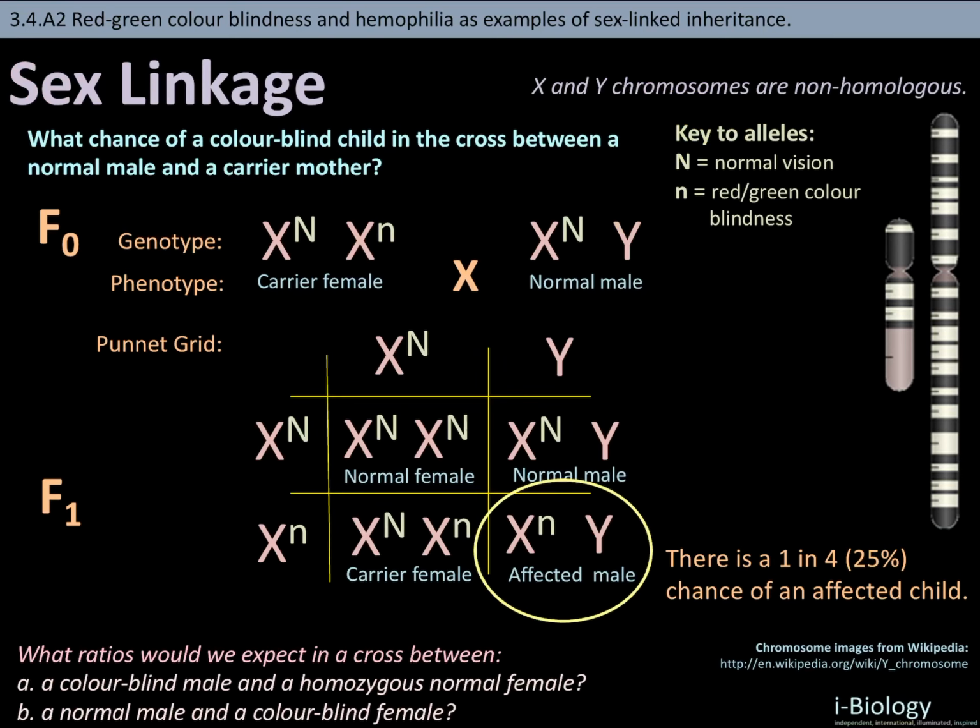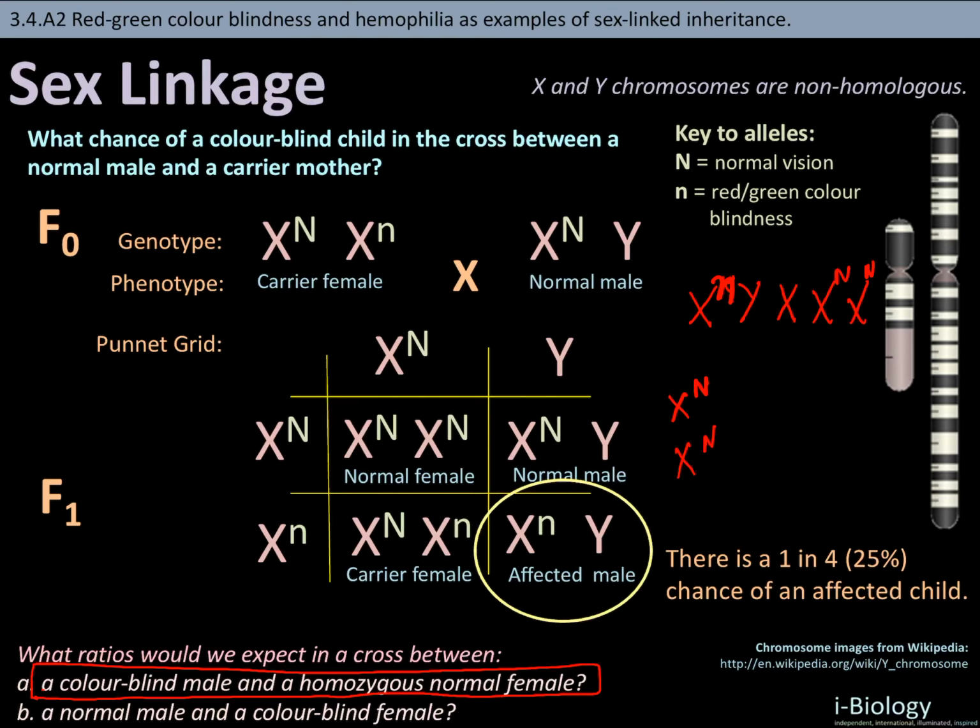What ratio would we expect in a cross between a colorblind male and a homozygous normal female? So if it is a colorblind male, we are crossing with a homozygous normal female. This is colorblind, this is small n. So what will be the ratio we expect? So this is N, capital N. There's 100% safe. No one will be colorblind.